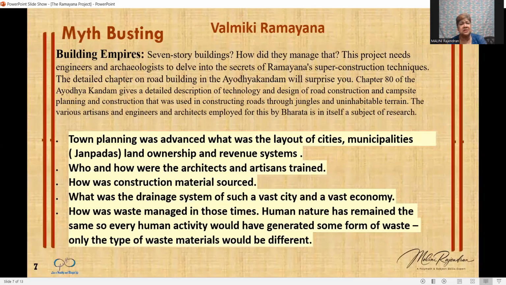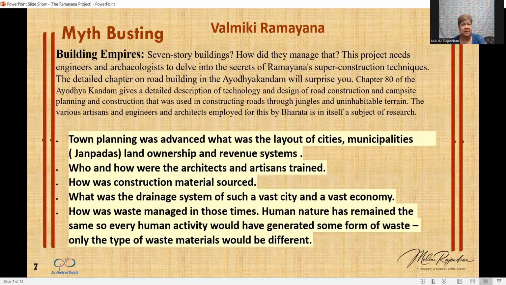Let us not forget, as we go into the Ramayana, we will see more wondrous and mind-blowing technologies emerge. In the Balakandam itself, the talk of the technologies is unbelievable. And in the detailed road building chapter 80 of the Ayodhya Kandam, he gives the description of the road that was constructed and the campsites, how the camps for the army were constructed on their way to the jungle, the boats that were used to cross the river.